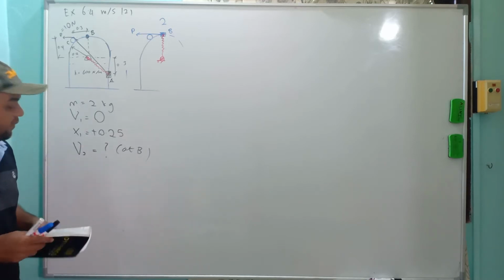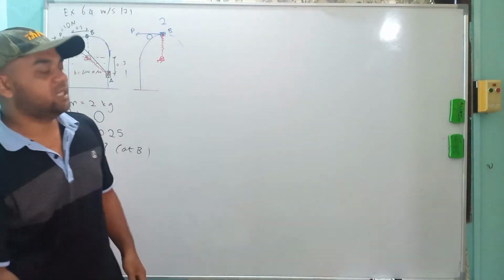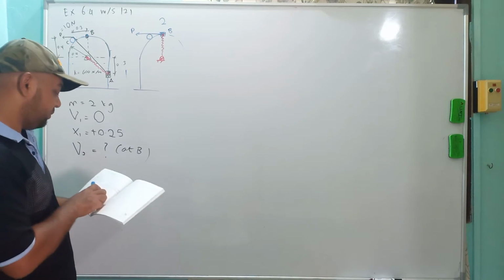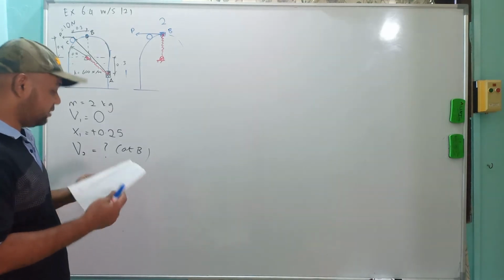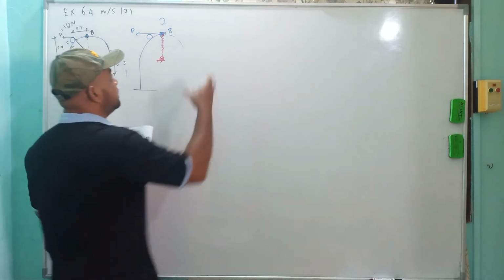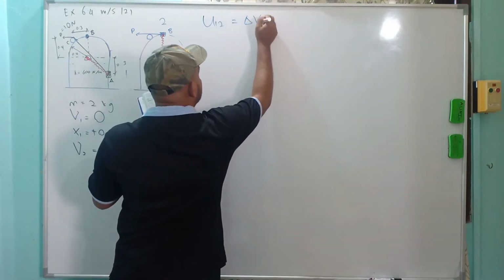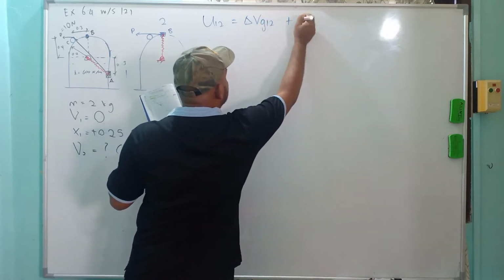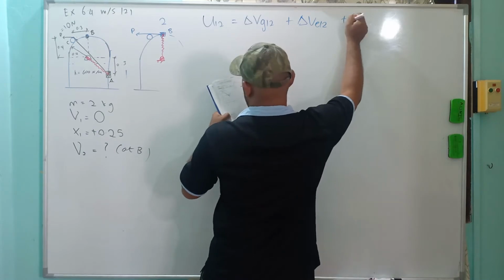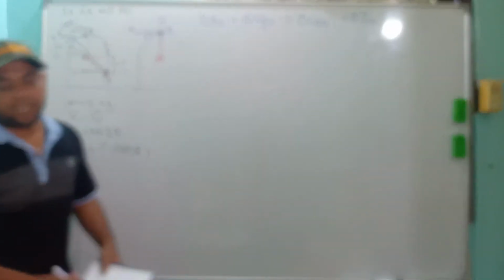We need to determine what is the value of V at position 2. So any question that you have, okay, the first thing to do is just to write down the equation, which is U12 equal to delta VG12 plus delta VE12 plus delta T12.